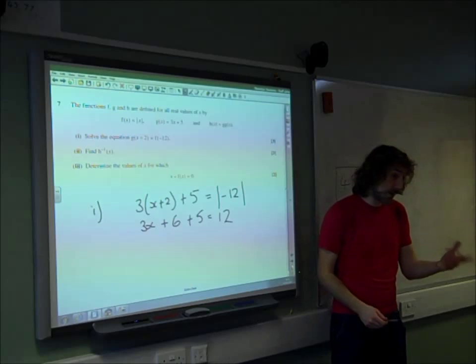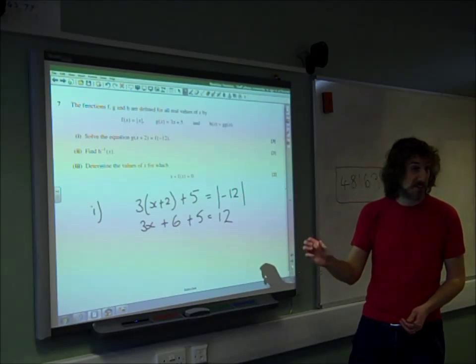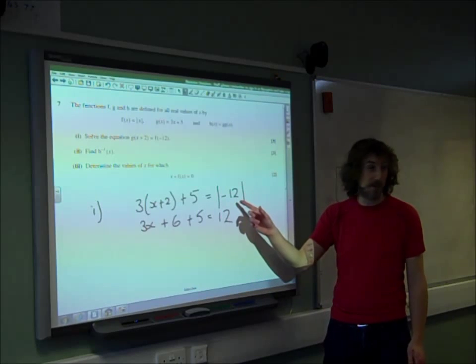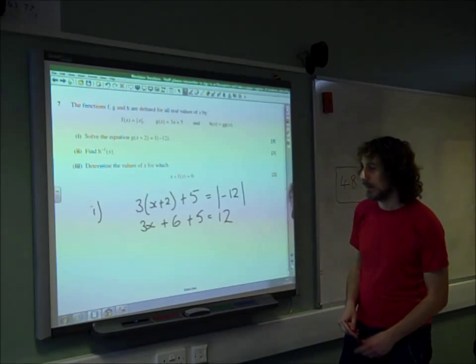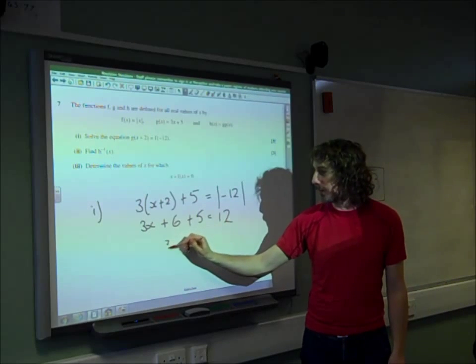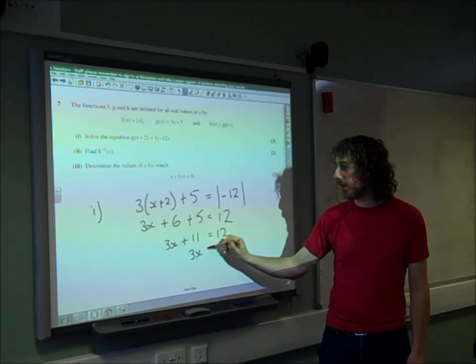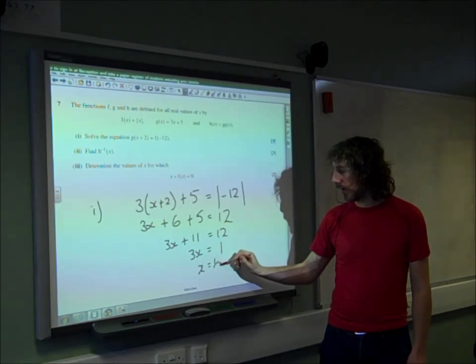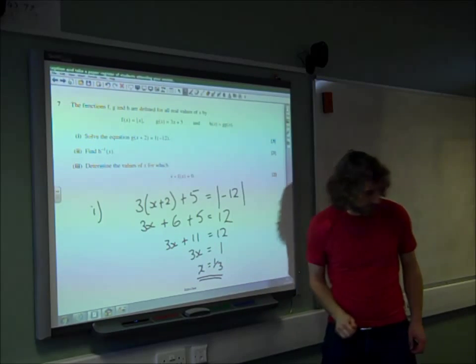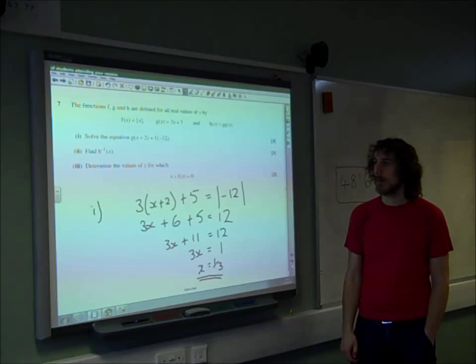If in doubt, if you've got a Casio FX83 GT Plus, you've got the button that says ABS, and if you do ABS of minus 12, it gives you the answer 12. Fantastic button. So altogether we've got 3x plus 11 is 12. So 3x is 1, and x equals a third. And what a start that is. I love having 3 marks for doing something like that.